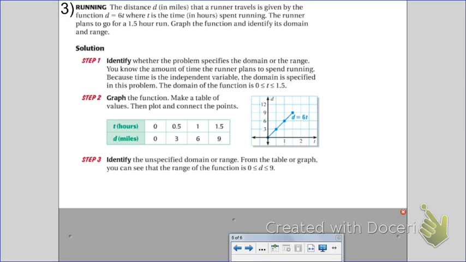Well, I see my lowest point is right here on the graph. The highest point is right here. So I see that that y value, or distance in this case, is between 0 and 9. And that is it for this video.